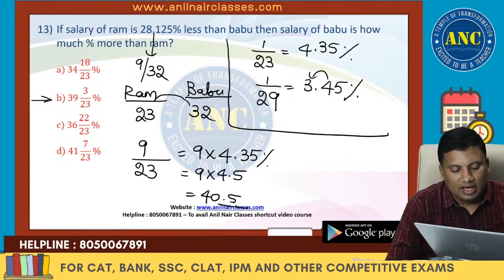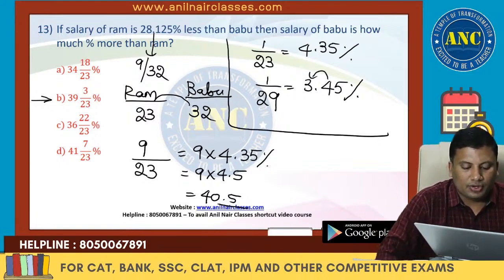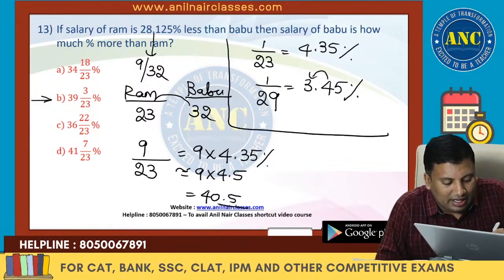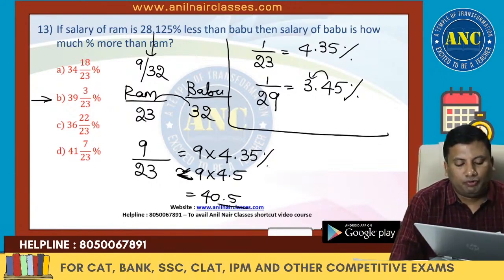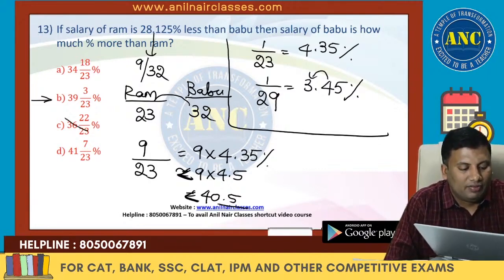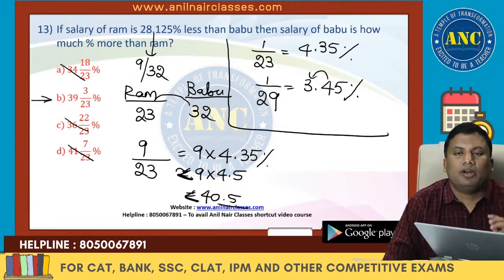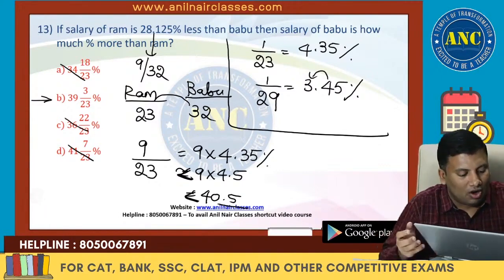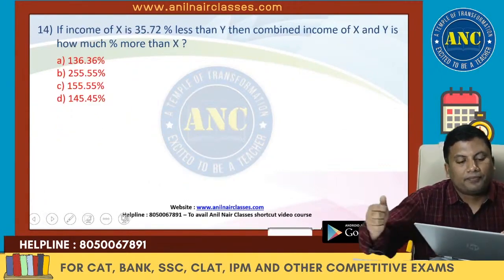I hope the idea is clear. 9 into 4.35 is less than 9 into 4.5. The answer should be just less than 40. The others are not possible. 13th one, all exam model questions.